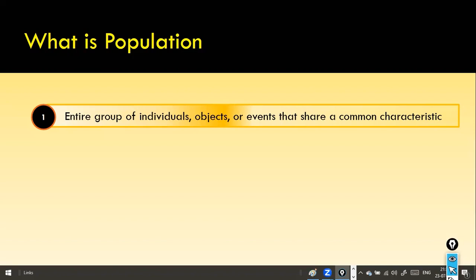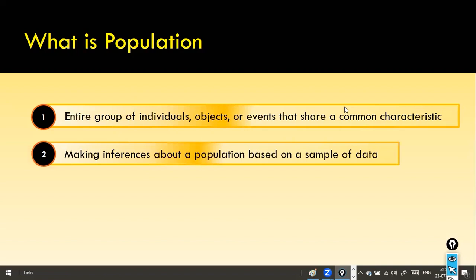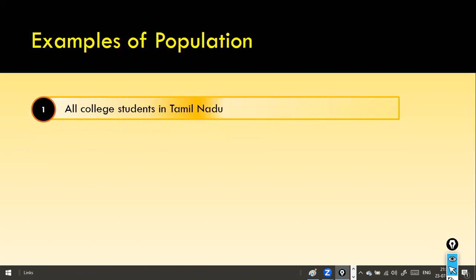So population refers to the entire group of individuals, objects, or events that share common characteristics. It also refers to the entire group of interest that we want to study and draw conclusions about. That is your population. We can make inference about a population based on a sample of the data. That is what I already discussed. What are the examples of population? All college students in Tamil Nadu, or all college students in Kerala, or all students in India. Again, it depends on the area of interest.